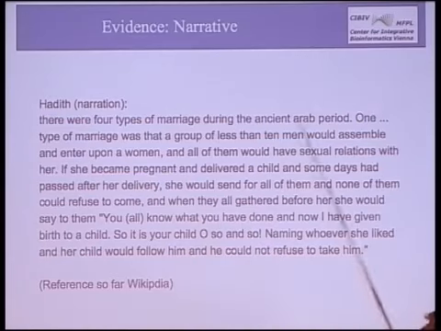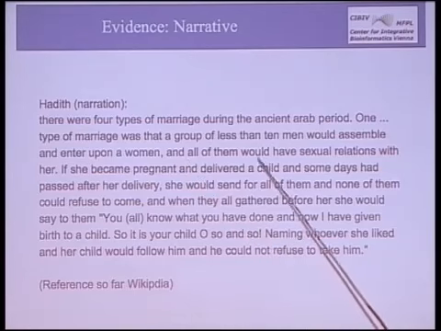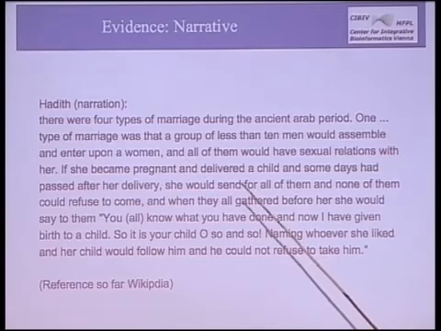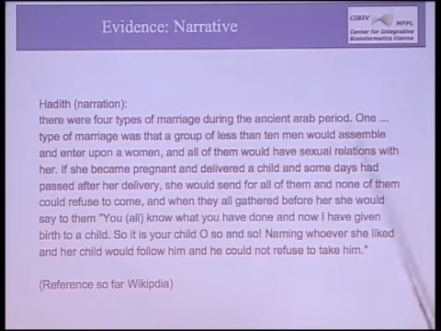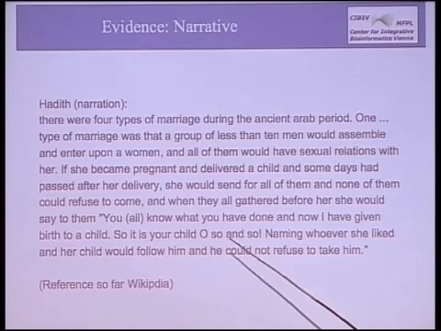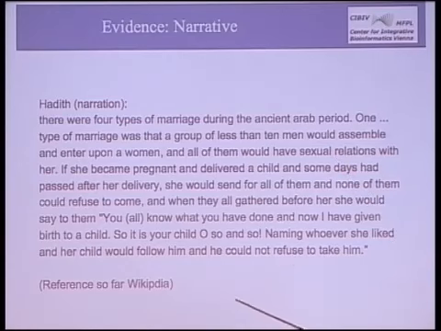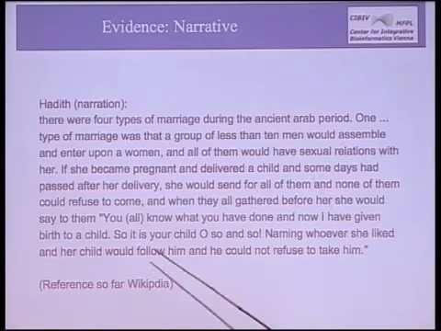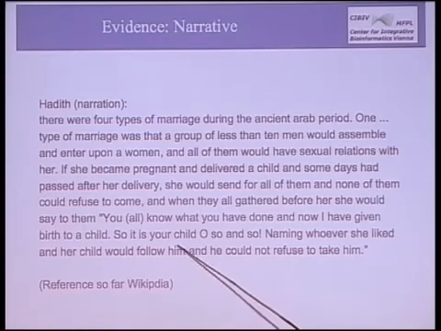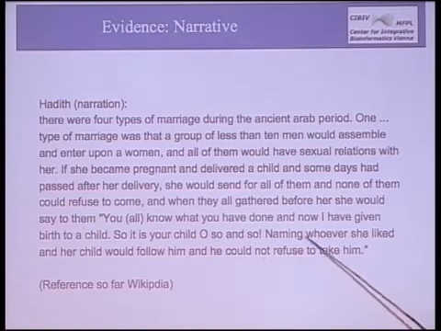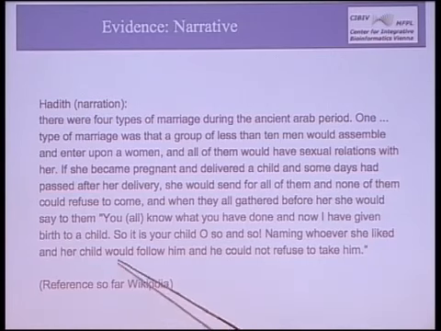There were 4 types of marriage during the ancient Arab period. One type of marriage was that a group of fewer than 10 men would assemble and enter upon a woman, and all of them would have sexual relations with her. If she became pregnant and delivered a child, and some days had passed after her delivery, she would send for all of them, and none of them could refuse to come. And when they all gathered before her, she would say to them, "You all know what you have done, and now I have given birth to a child. So it is your child, oh so-and-so," naming whoever she liked, and her child would follow him, and he could not refuse to take it.